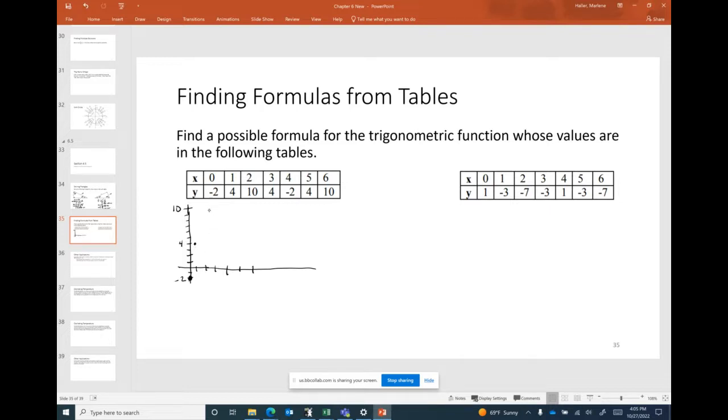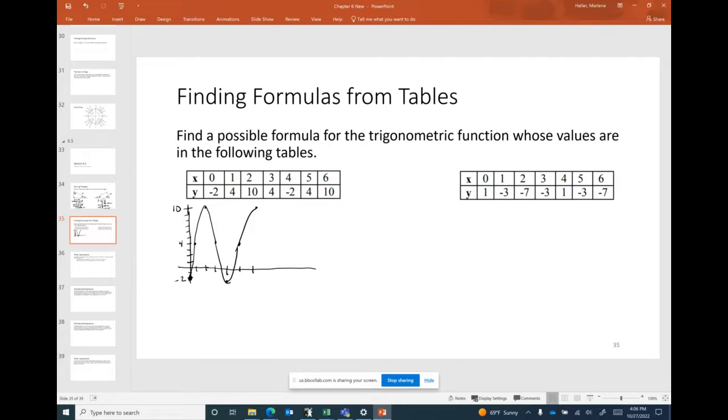When x is 2, we're all the way up at 10. When x is 3, we're back down here to 4. When x is 4, we're back down here to -2. At 5, we're back to -4. At 6, we're back up to -10. So what does this look like? Let's make a very rough little sketch. And this is kind of what's happening here with this data.